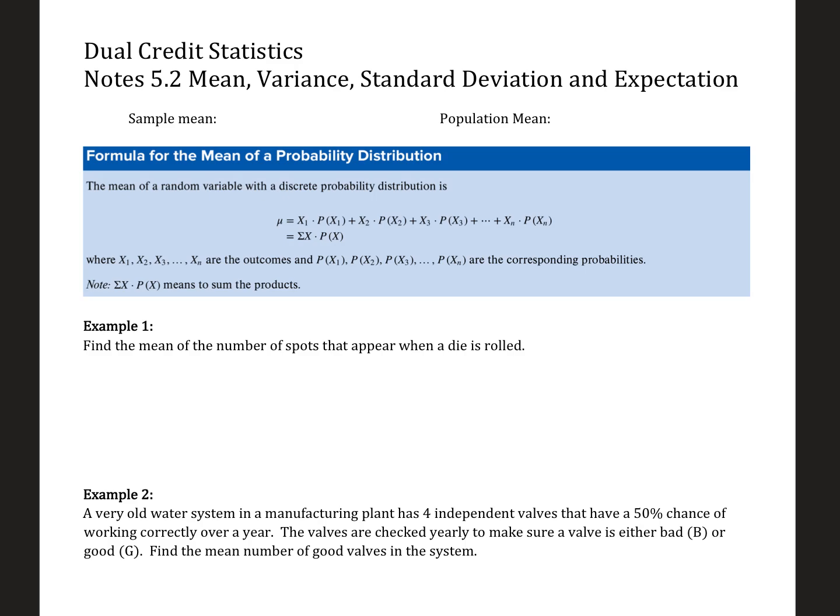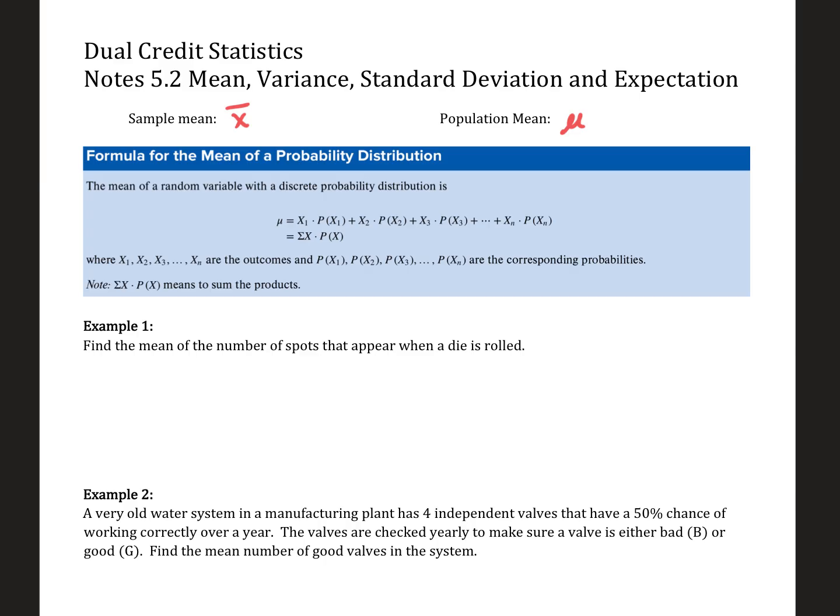All right, so sample mean, remember, is X bar. Population mean is mu. So for a probability distribution, to find the mean, you are going to take the individual X values, multiply it by its probability, and then add them all together. Okay? You do not have to have this formula memorized, but you need to understand what it is, because chances are just looking at the formula isn't going to be enough if you haven't been practicing it.